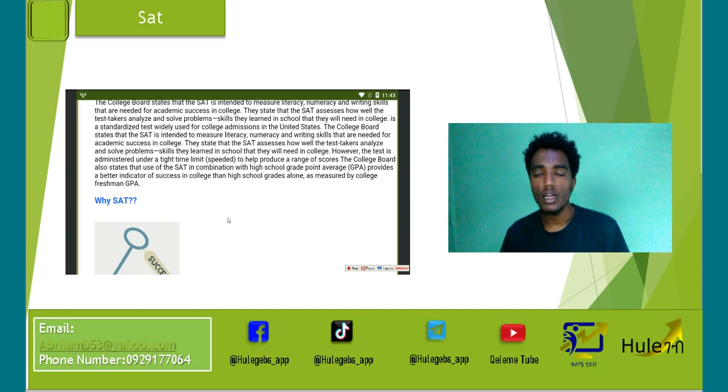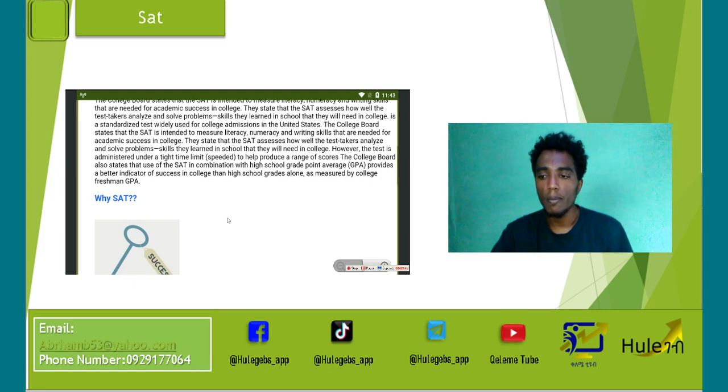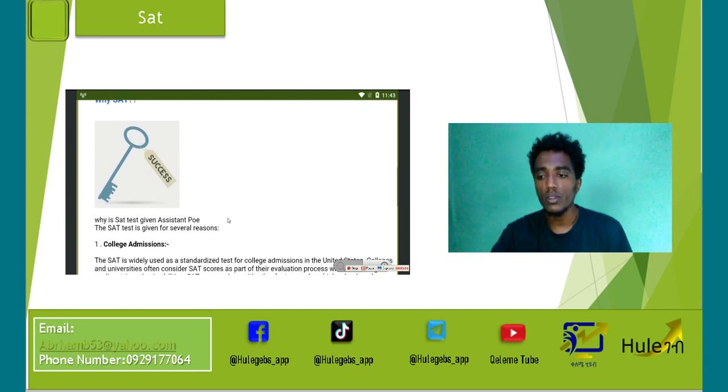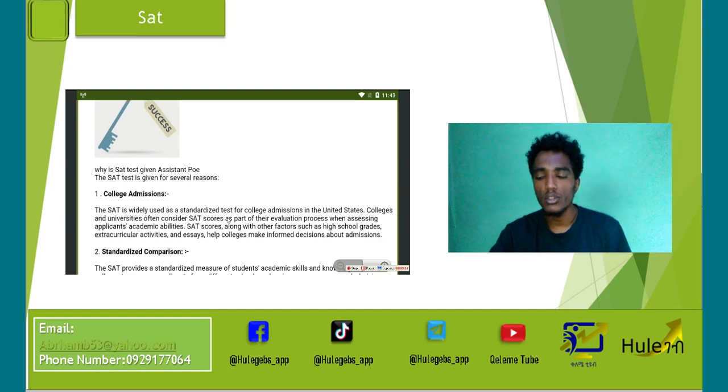High school grades alone may not predict whether a student will be successful or not once he or she joins higher institutions. Why the SAT? There are several reasons apart from being a predictive tool. As I will elaborate, first, it's college admission. It's used as a standardized test for college admissions in the US especially, and also in other parts of the world. Often SAT scores are considered as part of the evaluation process when assessing applicants' academic abilities.